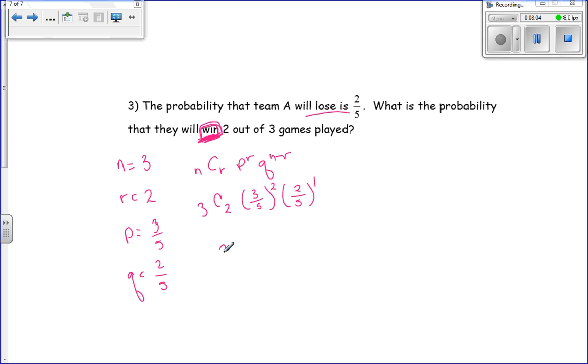3C2 in the calculator is 3. 3/5 squared is 9/25. And then times 2/5. Remember, that's over 1. 3 times 9 times 2 is 54. 25 times 5 is 125. Don't have to reduce.